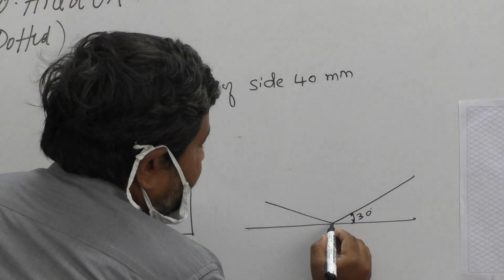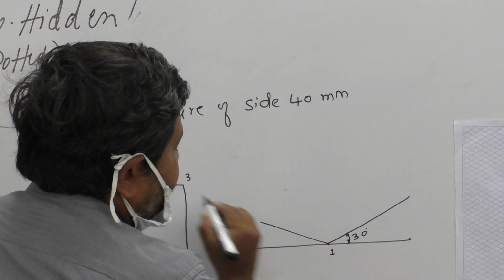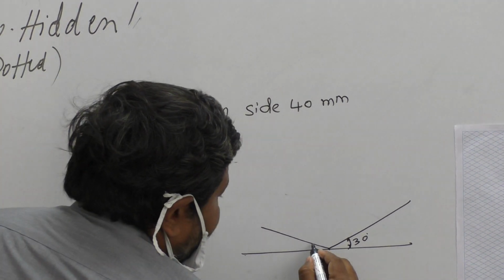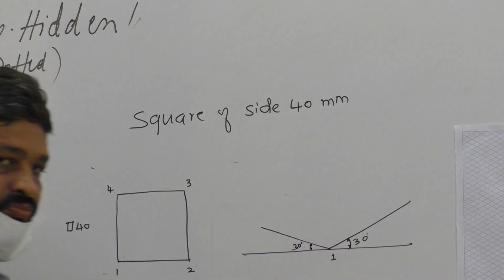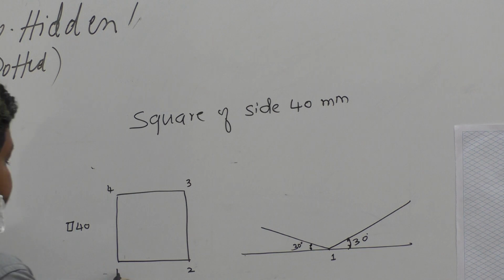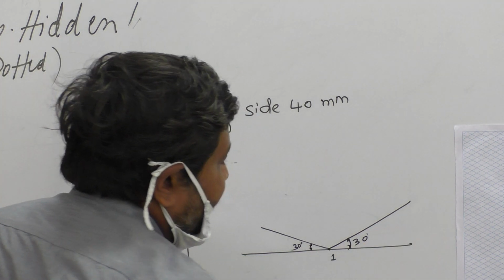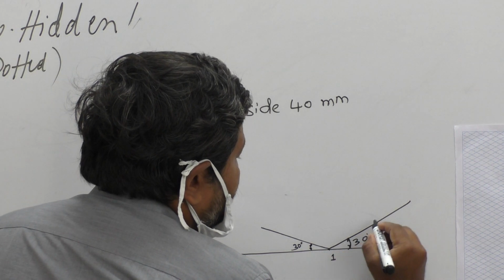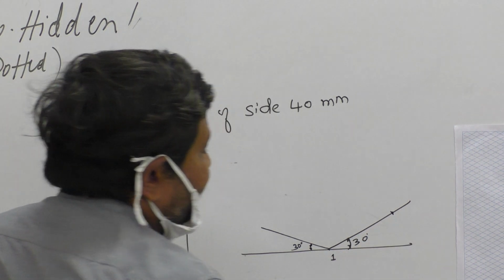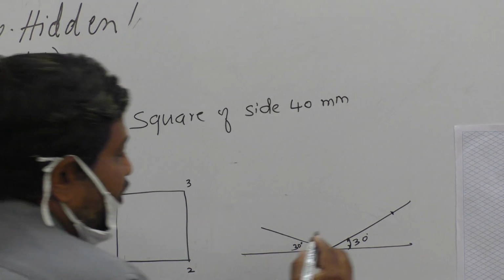First you take the reference point, and with respect to this reference point, take the two inclined lines at an angle of 30 degrees. Now you measure the dimension 1 to 2 in the true length. This 1 to 2 is 40 millimeters, and the same dimension is to be taken along the 30 degree line. That means 1, 2, 3, 4. So here I will get 4 units. 4 units means 40 millimeters.